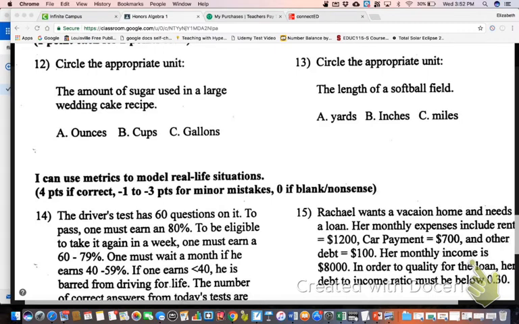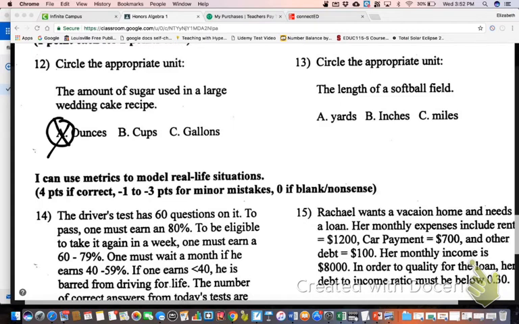So the amount of sugar used in a large wedding cake. Okay, so a wedding cake can be pretty good sized, right? Like a few tiers. So if we were measuring in ounces, we would be dealing with a whole lot of ounces. Like, I mean, there's 8 ounces in a cup alone. So, man, ounces is too small if we're talking about the sugar that we're going to need for a large wedding cake.